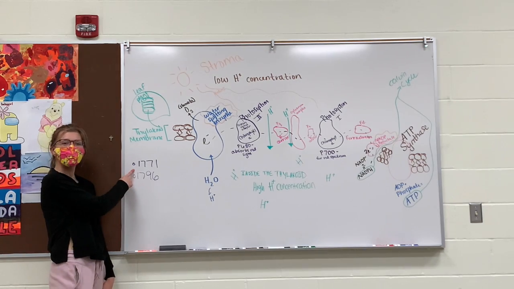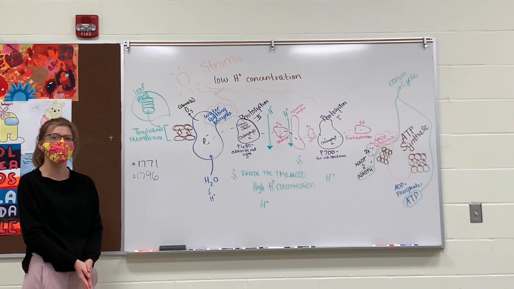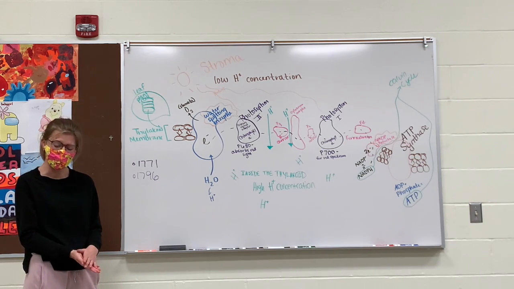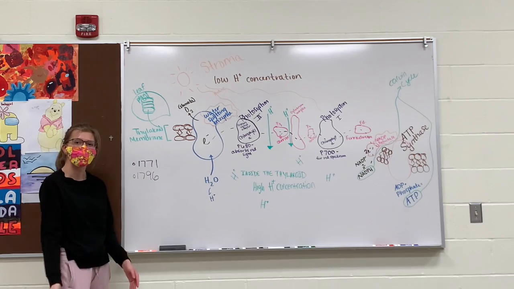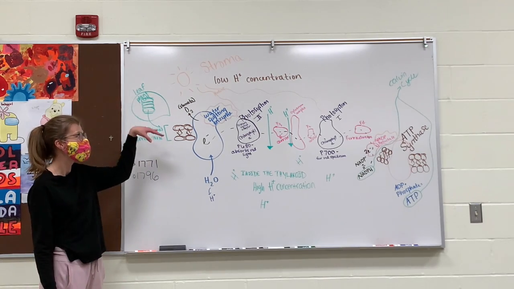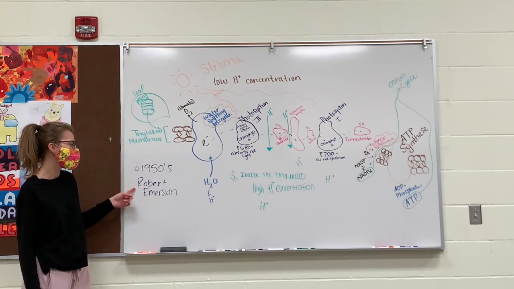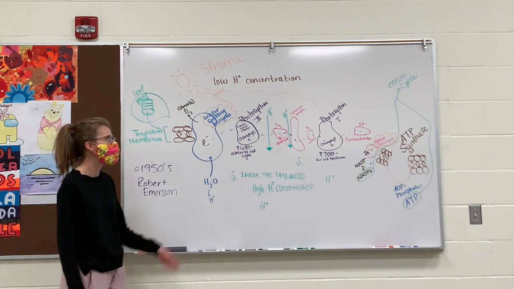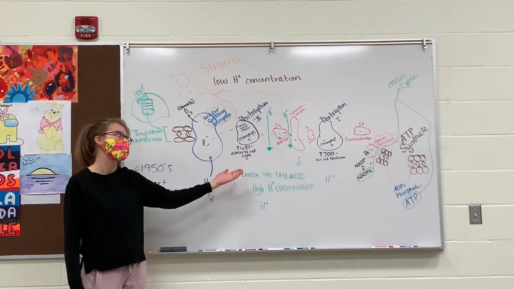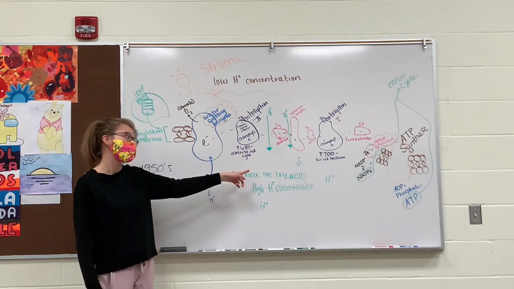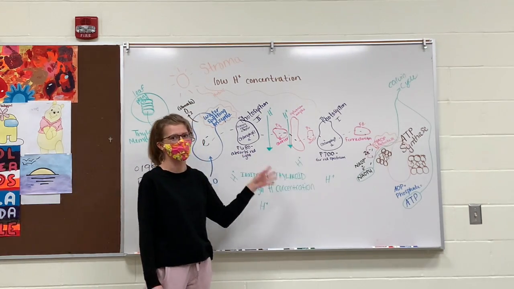In the year 1771, Jan Ingenhousz was the first to hypothesize the role of light in photosynthesis. In 1796, that is when he discovered the reactant CO2 and the product oxygen. In the 1950s, Robert Emerson discovered that each different photosystem absorbs different wavelengths. So P680 absorbs the longer wavelengths and P700 absorbs shorter wavelengths.